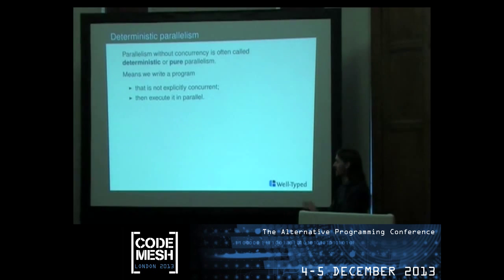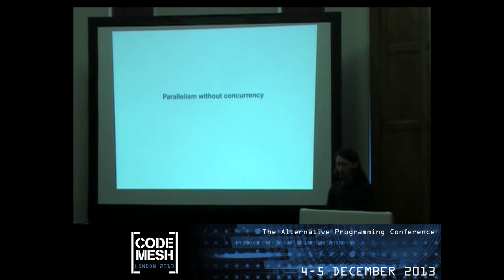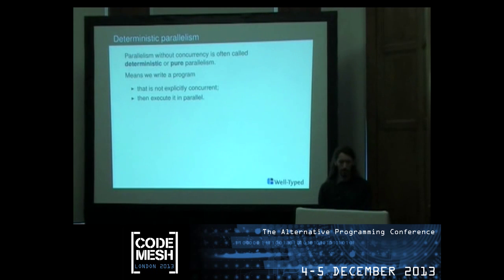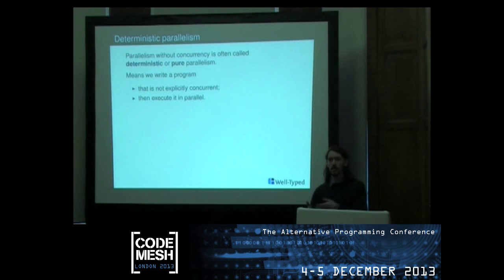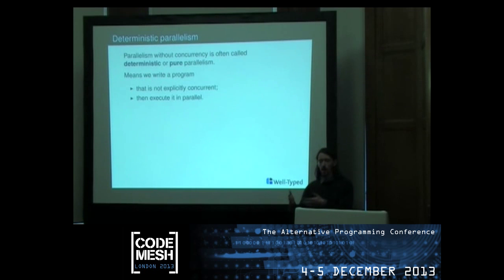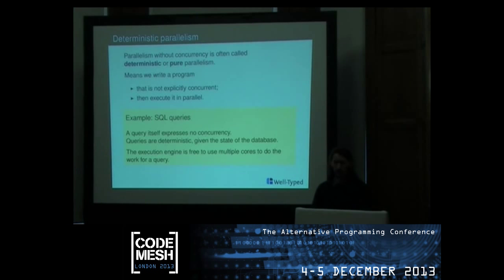Okay, parallelism without concurrency, right? That's really what I want to spend most of my time talking about, and that's the sort of maybe slightly mysterious thing if you've not seen it before. So we often call this deterministic parallelism, or pure parallelism, right? And it means that we write a program that's not explicitly concurrent. So this is fundamentally a declarative notion. We're describing what we want, and then we have some way of executing that program in parallel. Okay, now let me give you an example. So SQL queries. SQL is a programming language, in a sense.